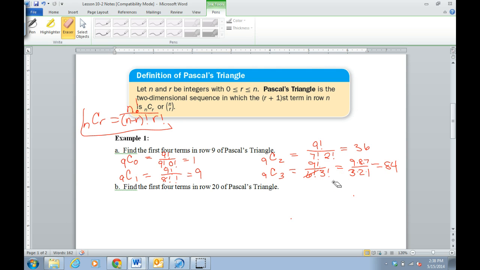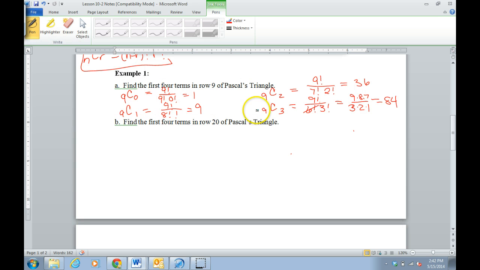Okay, so now let's do the same thing for B. I'm going to give you guys a second to try it on your own. Okay, so we're looking at row 20 now. So we're going to do 20C0.